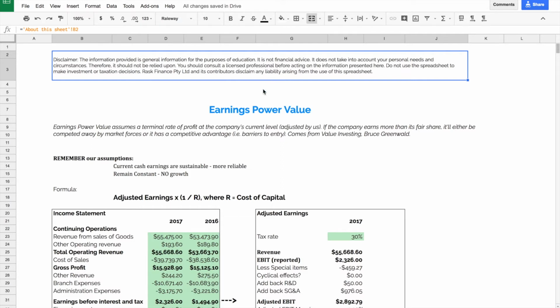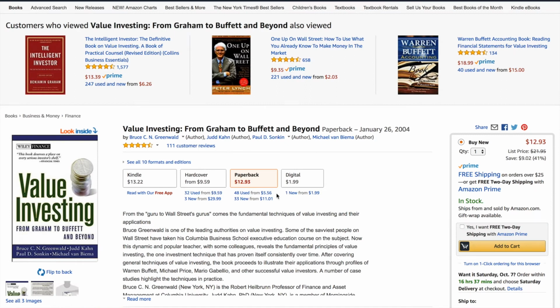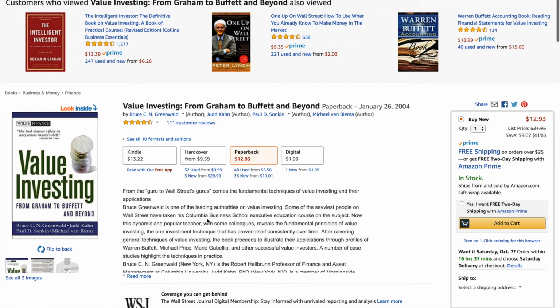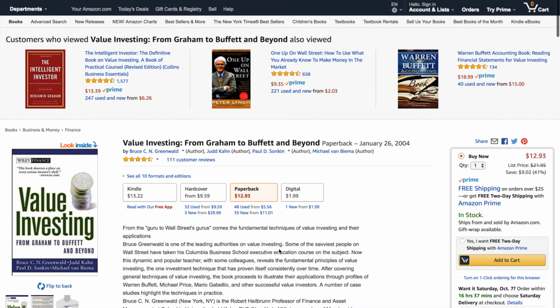So where does earnings power value come from? The idea comes from this book here, Value Investing by Bruce Greenwald. You can buy it on Amazon. It's fairly cheap, the cost of it is quite low. So in terms of an investment, the ROI from buying a book like this might be quite high. If you think about the $13 it costs you to get the book and the knowledge that it brings you for the rest of your life, it's a pretty good ROI. That's how I think about it anyway.